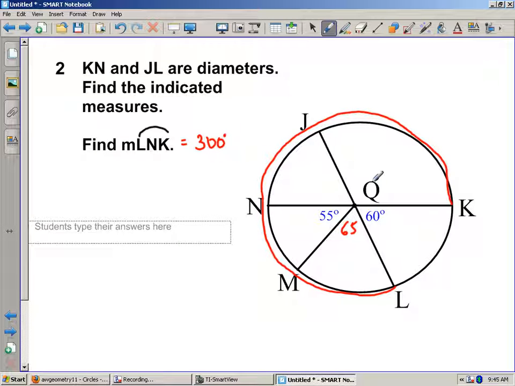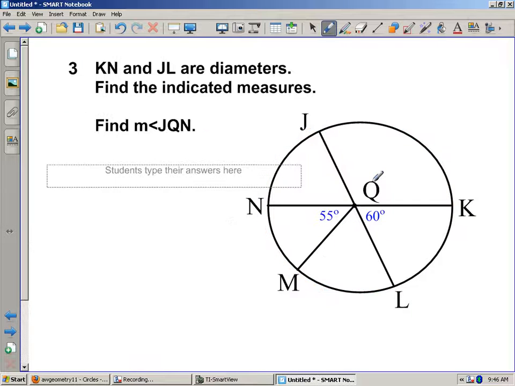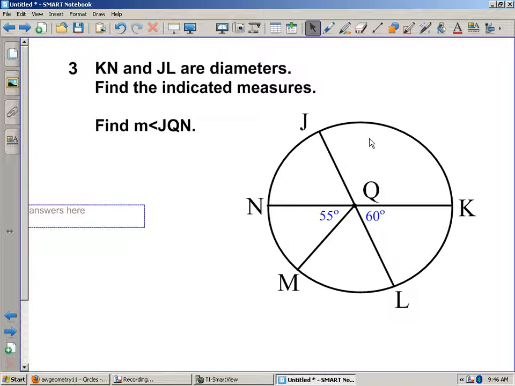So the next question is, what is the measure of angle JQN? So JQN is this angle right here. So we're looking for the measure of this angle, and they told us that KN and JL are diameters. So they're nice straight lines. They're not kind of crooked or anything like that. It's not like real close to a straight line and a little bit of an angle. So those are straight lines. Two straight lines cross. This is the very first theorem that we learned in this class, and hopefully you remember it. When there are two angles across from each other, hopefully you remember that vertical angles are congruent. So JQN must be a vertical angle.